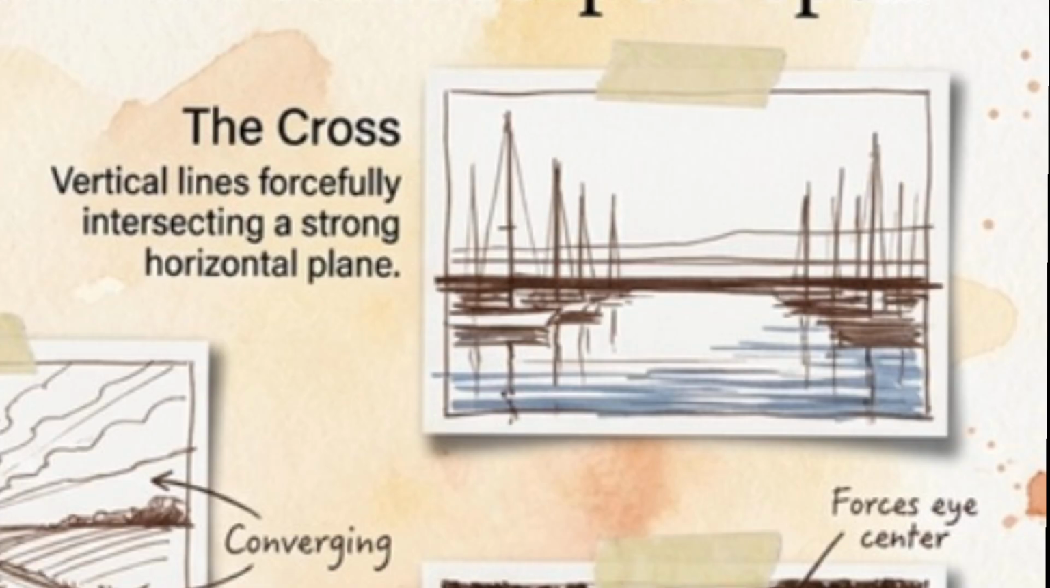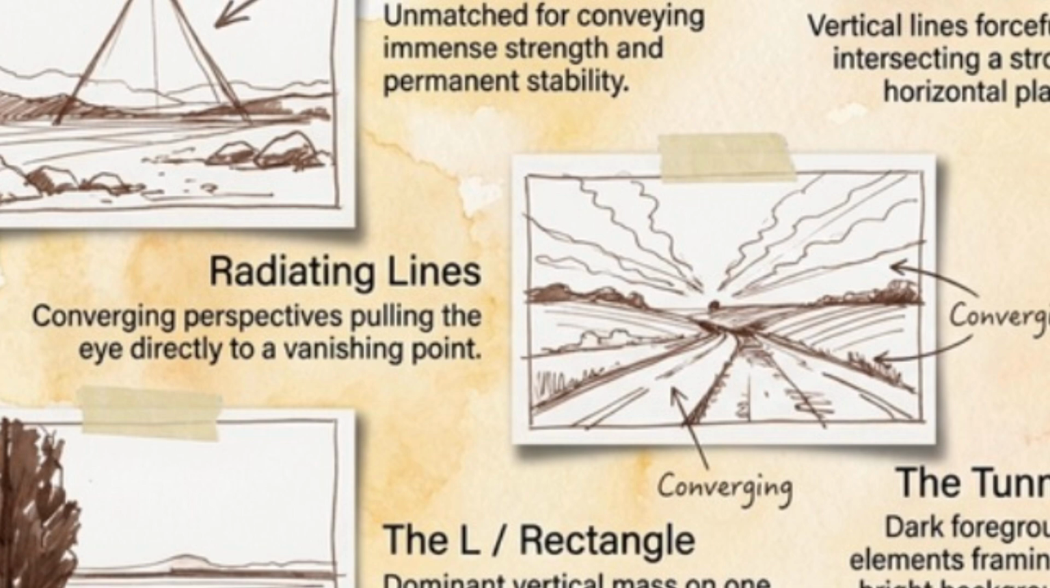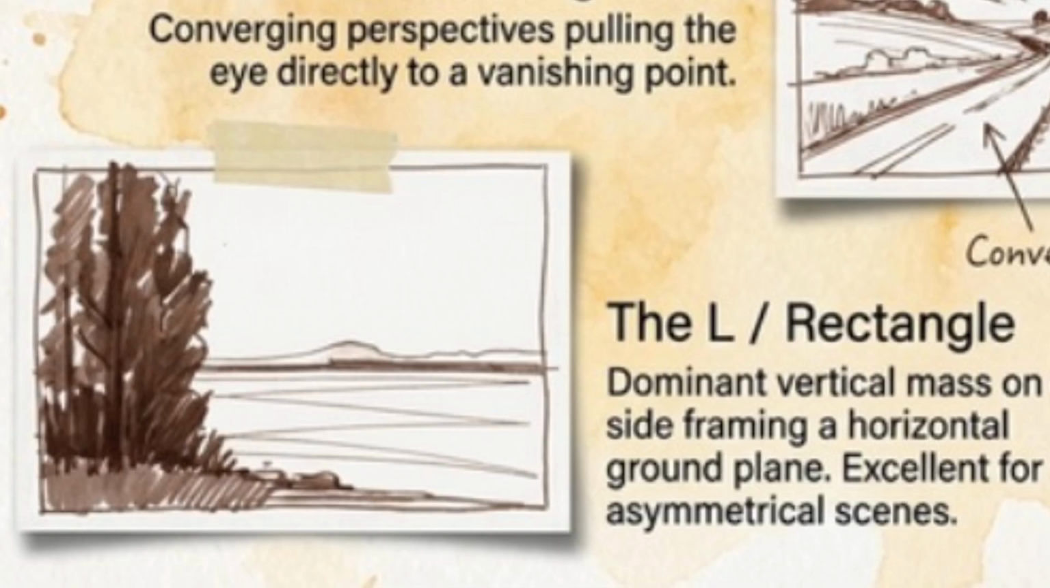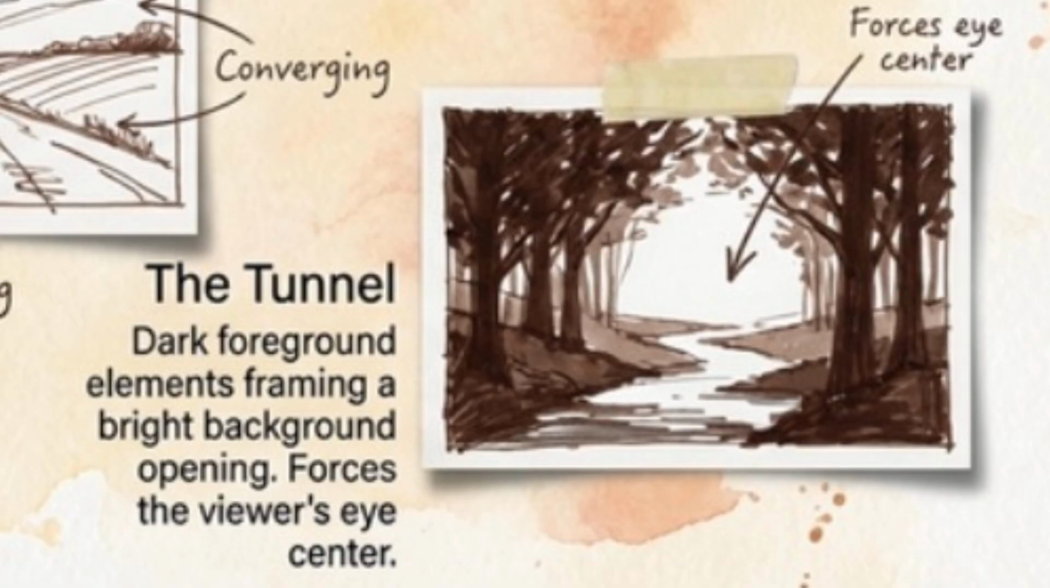There are the cross formats, which typically will involve some sort of man-made structure cutting across the horizon, like you see here. Then there is radiating line, which is one of my favorites, and it's probably one of the most commonly found within natural scenes, including roadside paintings as well. There's the L or rectangle. This is more commonly found within natural settings, and it's kind of like the cross format that we discussed earlier. The tunnel, very similar to the O, where you're peering through forms that create like a natural tunnel, like you see here.